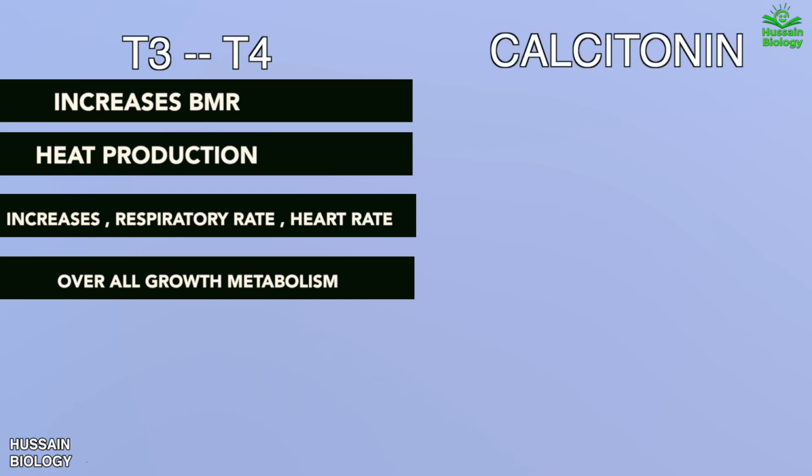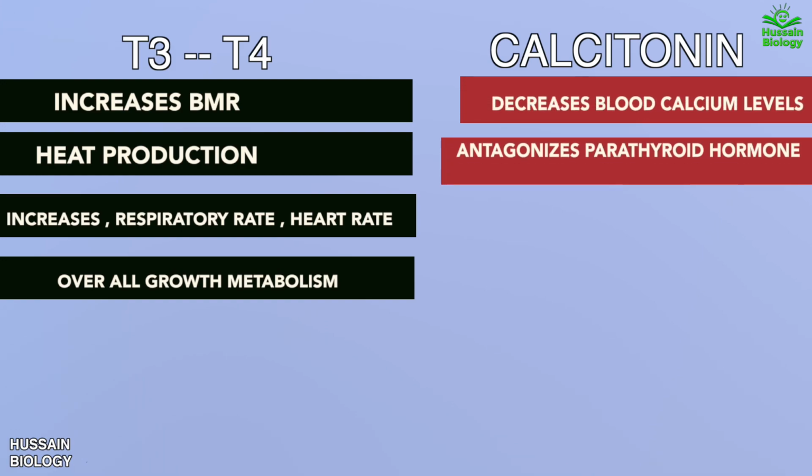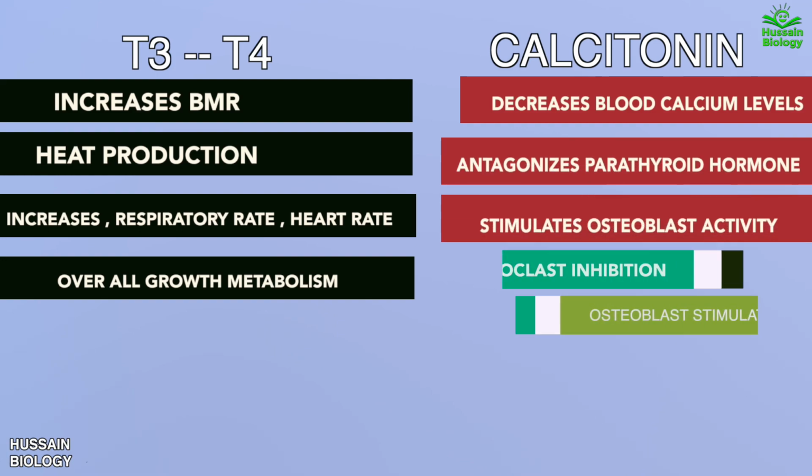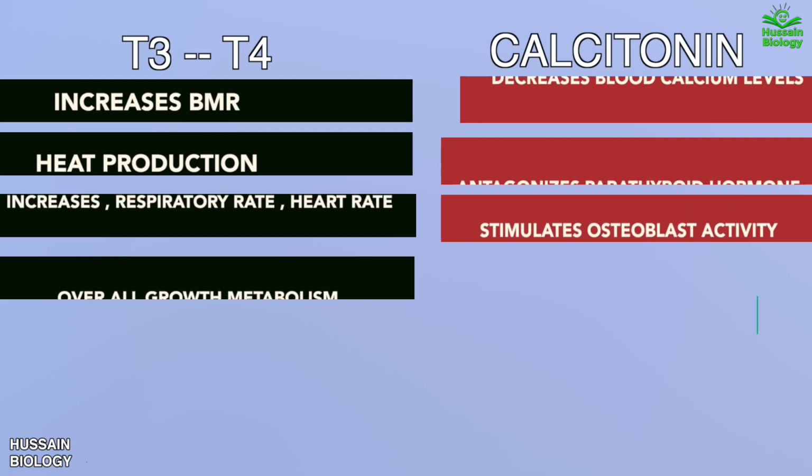On the other hand, calcitonin released by the parafollicular cells decreases the calcium blood levels. It antagonizes parathyroid hormone and stimulates osteoblast activity, thus promoting calcium deposition and bone formation. And it should be noted here, it's important mainly in children, having relatively little effect in adults. So this is the thyroid gland, its anatomy, physiology and its hormones.